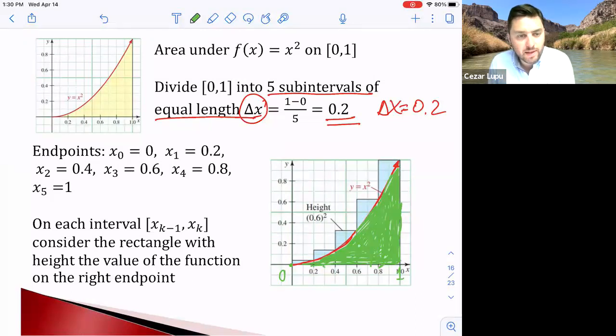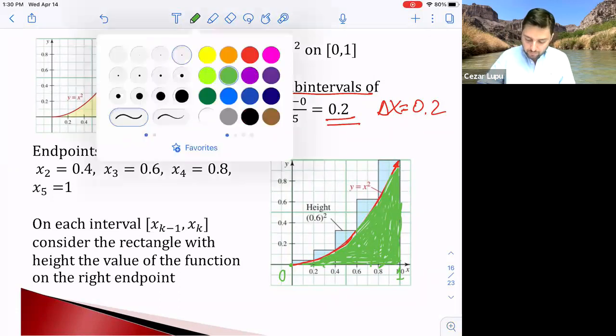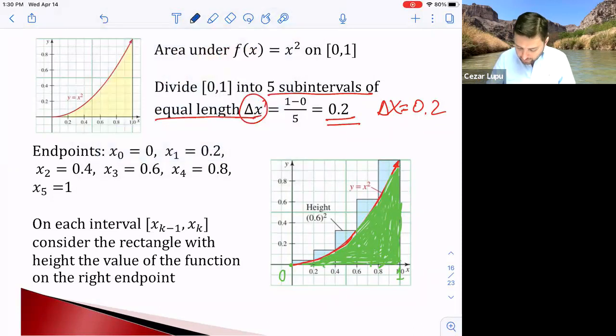All right, and like I said, the endpoints will be 0, then 0.2. We can denote this by x0 is 0, x1 is 0.2, then x2 is 0.4, then x3 is 0.6, x4 is 0.8, and x5 is 1. So let me write them here. This is x0, that's the next one, x2, x3, x4, and x5. All right, great.